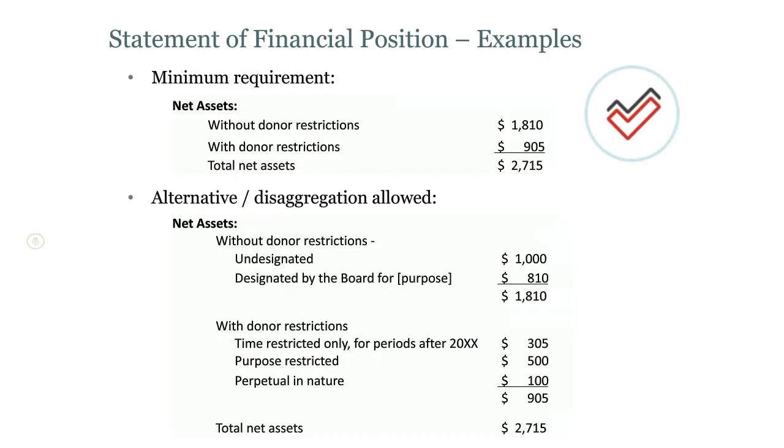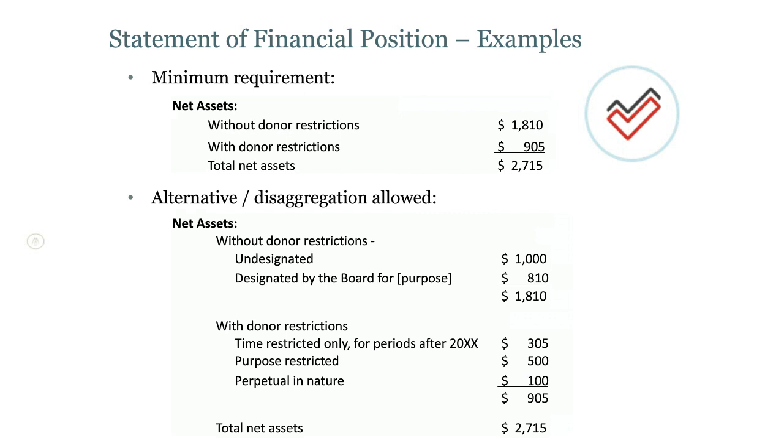This is an example, a couple examples actually, of what your statement of financial position may look like under the new standard. The top example is the minimum requirement. So you are required to show both of those 2 categories, without donor restrictions and with donor restrictions, and a total net assets. So that's very similar to what we currently have, only it's 2 versus 3 categories.